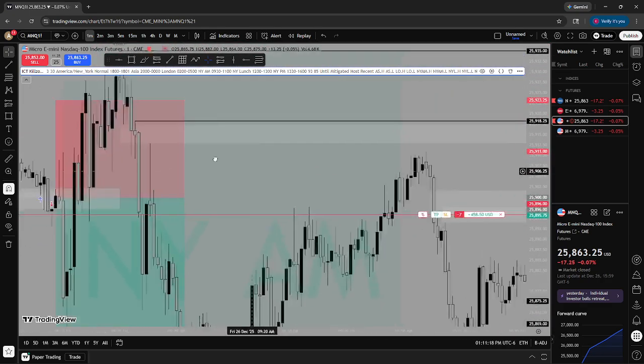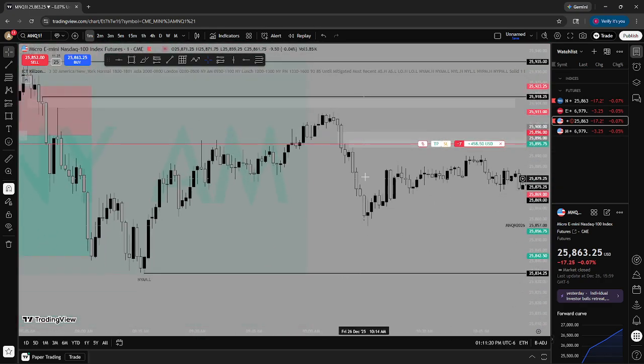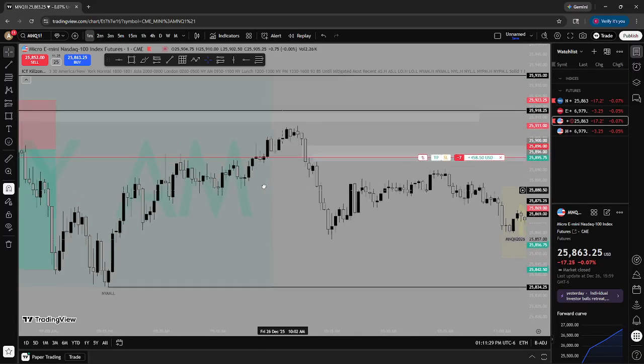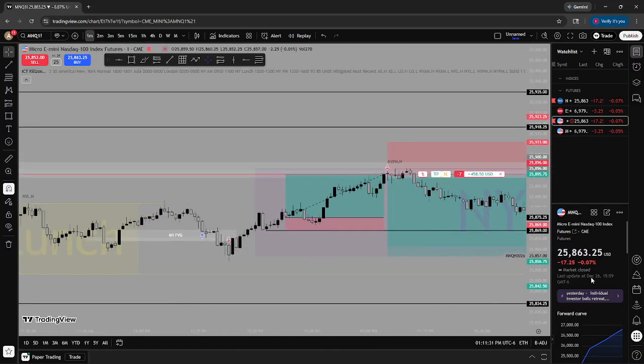That put me down about $120, and then my next trade was somewhere over here. I can't even remember where my other trade was. It was just impulsive. It was a dumb entry. But this is where my recovery came in.